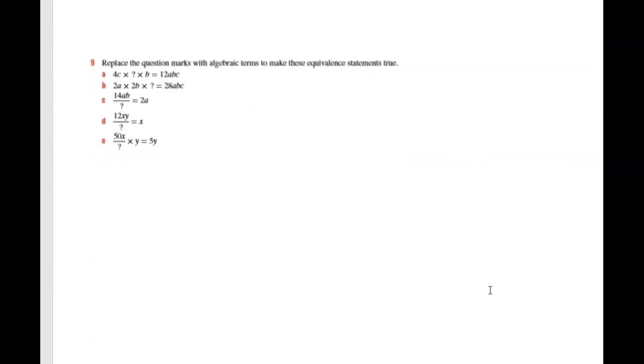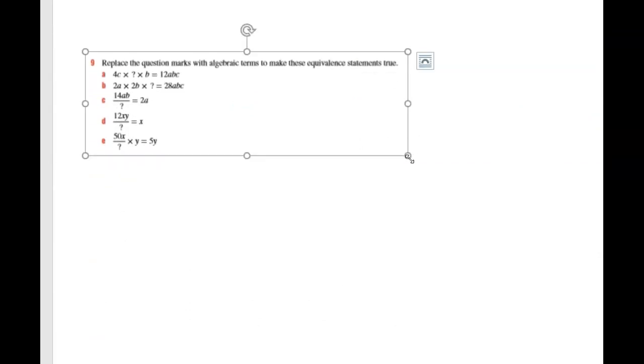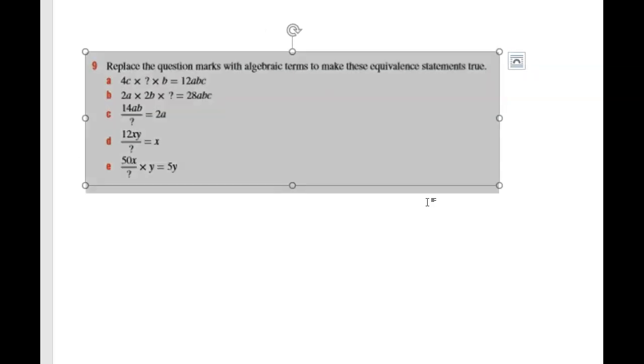All right, last question we're going to do. It's a bit smaller. Let's see if we can make it bigger, make it easier to read. So for question 9, we have to replace the question marks with algebraic terms to make these equivalence statements true.